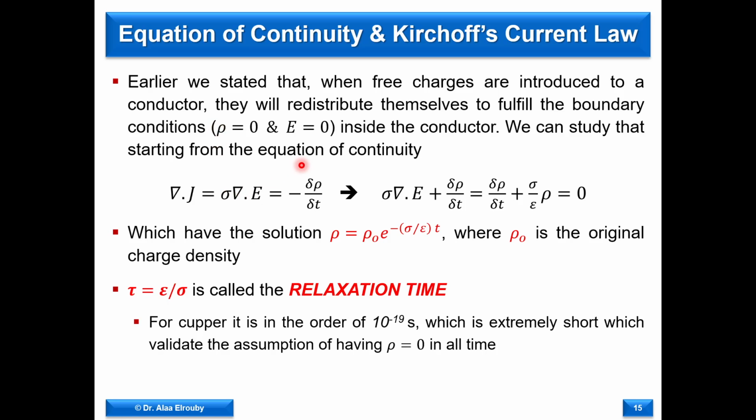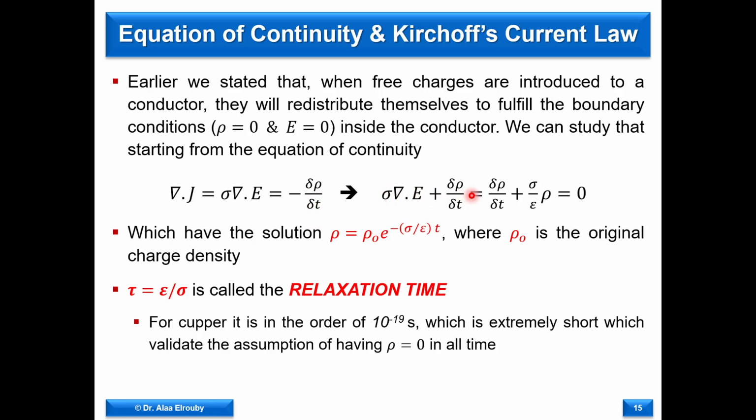So now we are in a position that we can learn and study what will happen if we just introduced some charge on a conductor. So let's start from the continuity equation. From the continuity equation, divergence of J, the current density, equals minus d rho by dt. If we express J as sigma E, now we have sigma divergence of E equals minus partial rho partial t.